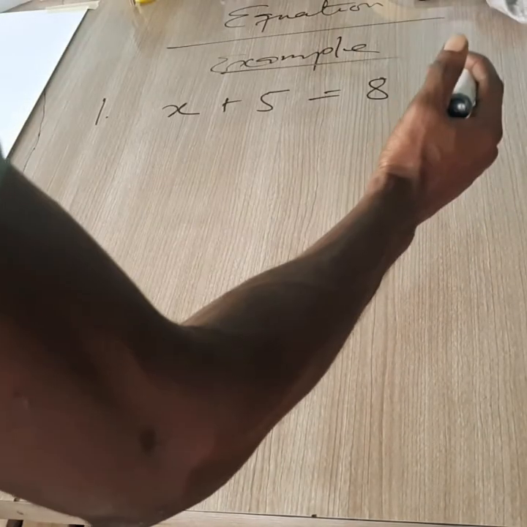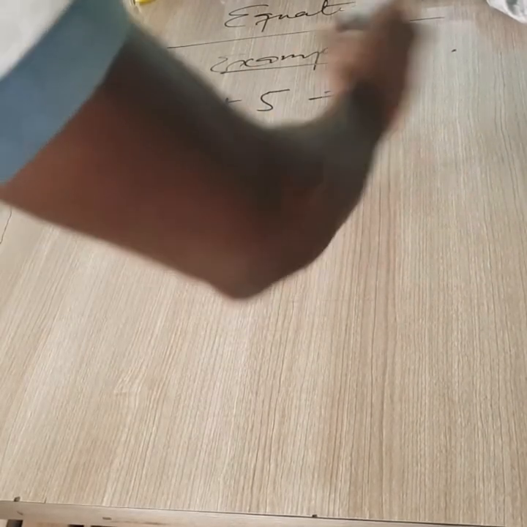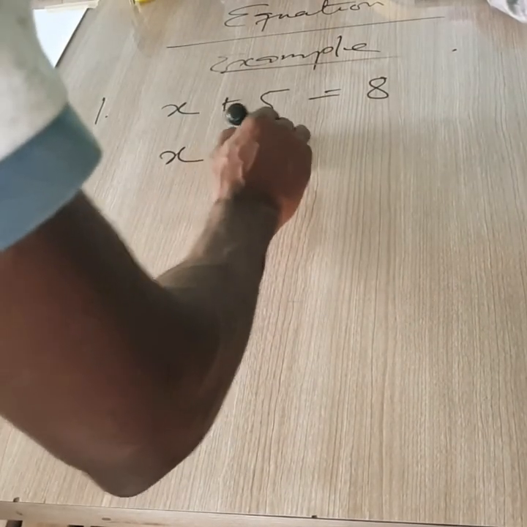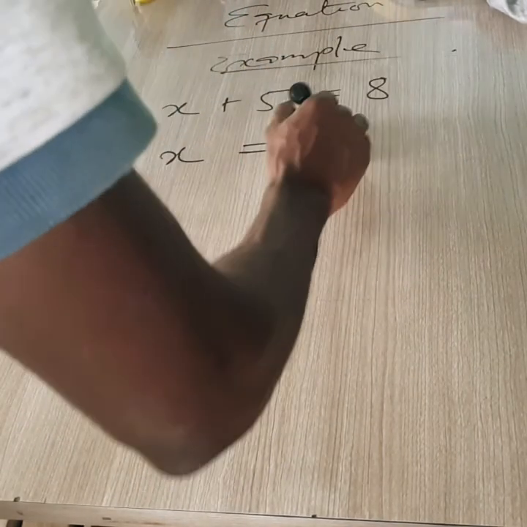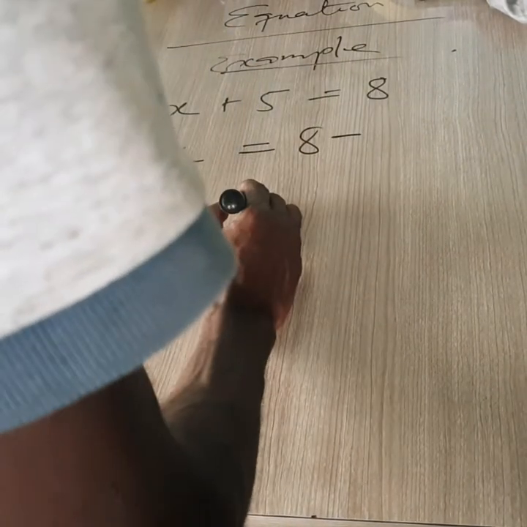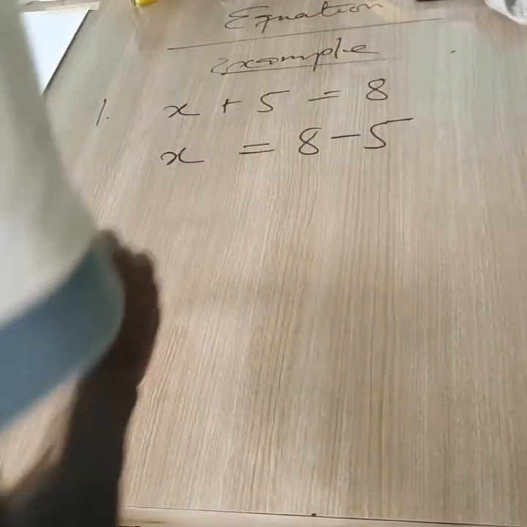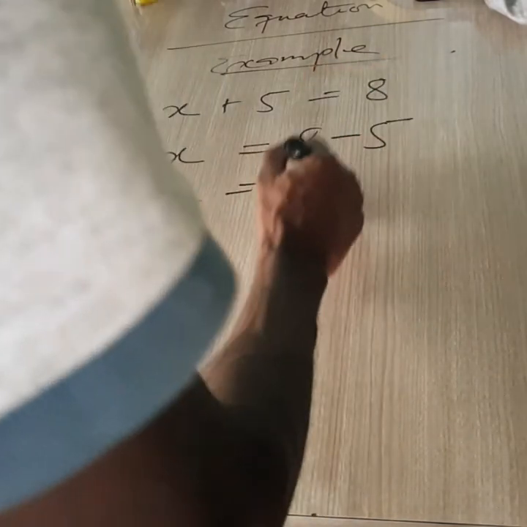Therefore, to work it, we have x, and we move the 5 to where the 8 is. That means that the 5 has to change its sign. Now, we did not move the 8, we keep its sign. We move the 5, we change its sign to minus, and then we have 5. So here, x is equal to 8 minus 5, which is 3.